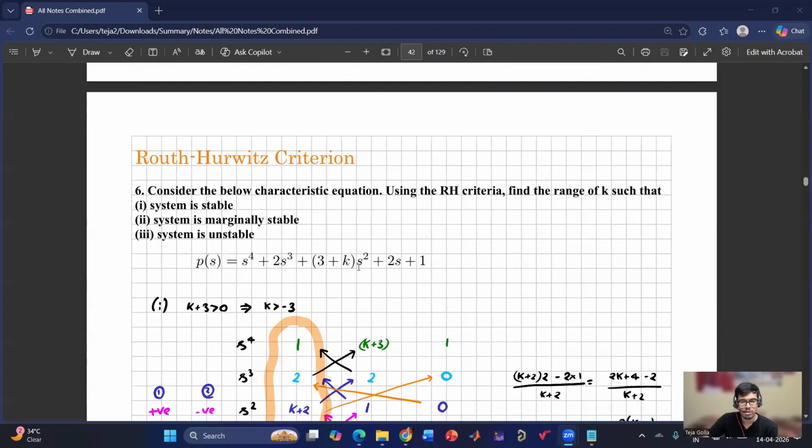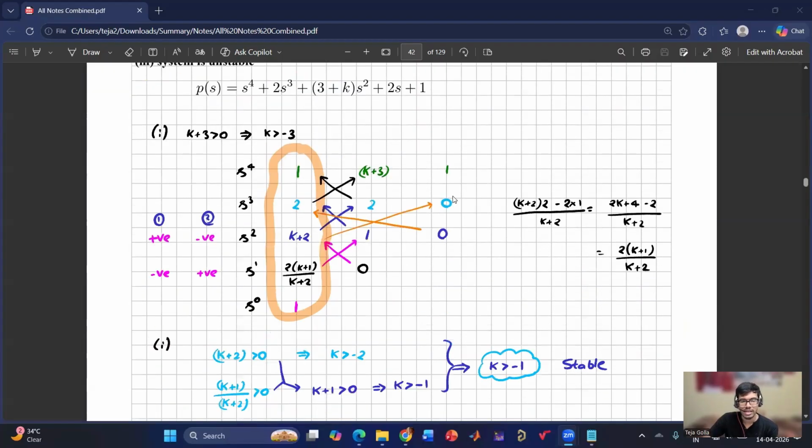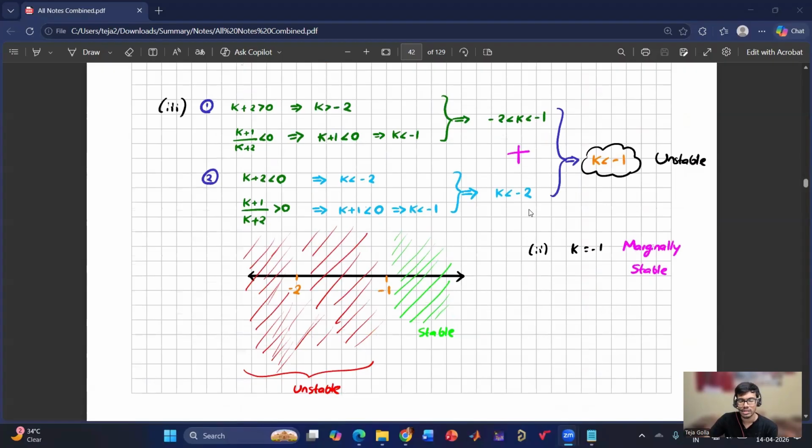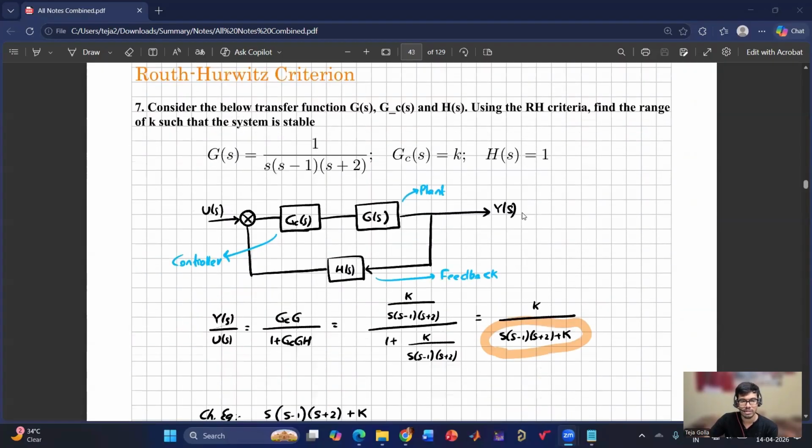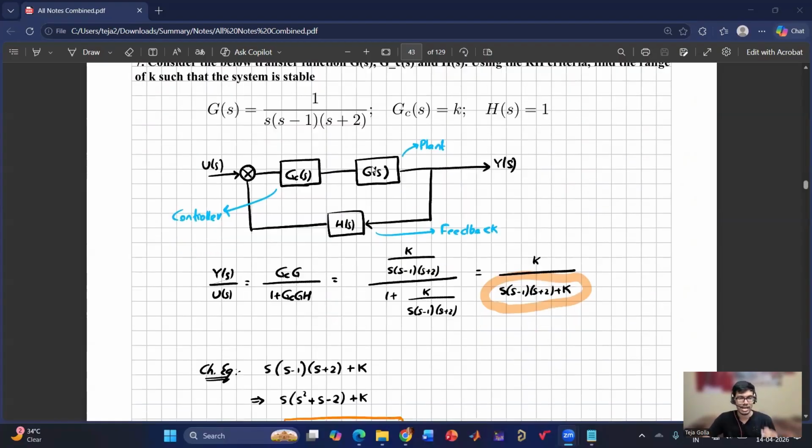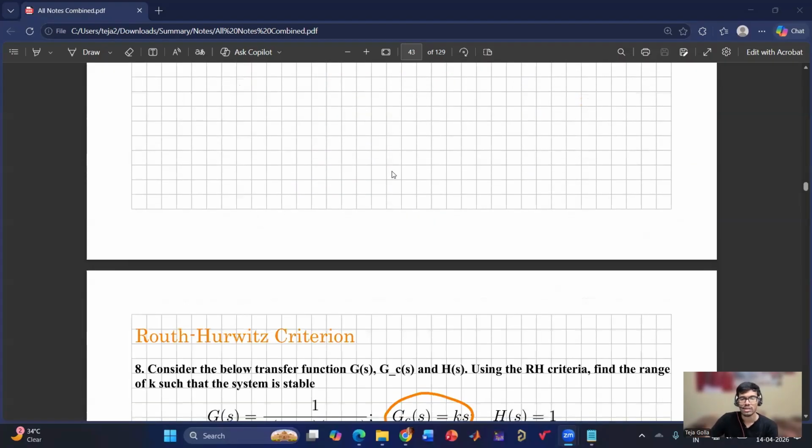In this problem, the k is not a coefficient, but k is somewhere else. And then here also we have seen how to get the criteria for stability, instability, and marginal stability. And here the characteristic equation is not given, but instead we are asked to get the characteristic equation and then solve for the stability.